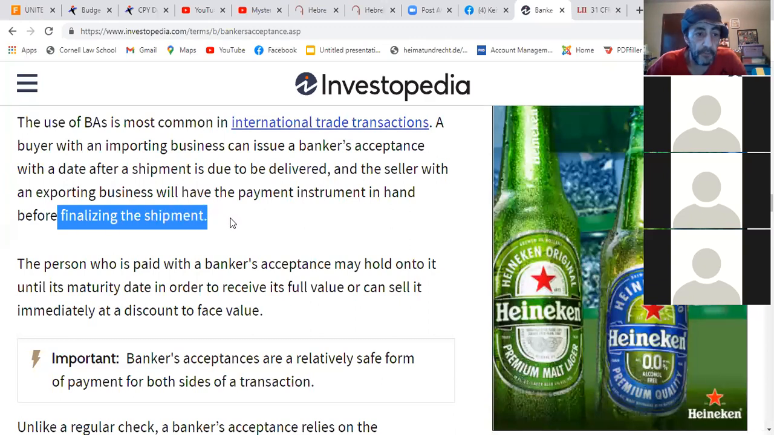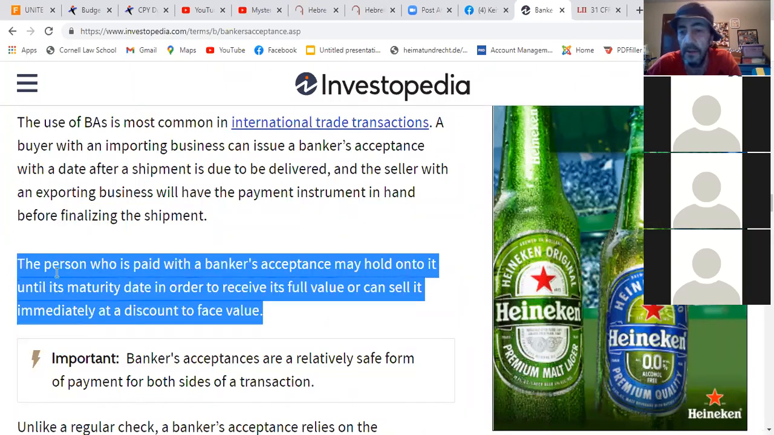Remember, they're talking about finalizing the shipment. Very specific term here, shipment. It's not going to be delivered. It's not going to be entering the mail. It's not going to be transported. It's not going to be in transportation or traffic. It's a shipment. The person who is paid with a banker's acceptance may hold on to it until its maturity date in order to receive its full value, or it can sell it immediately at a discount to the face value.